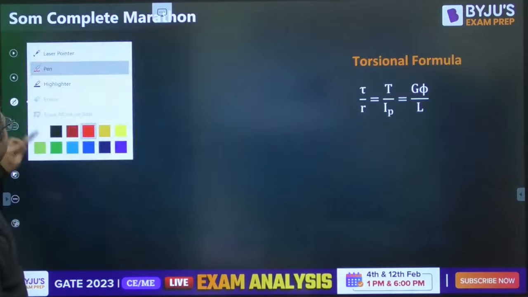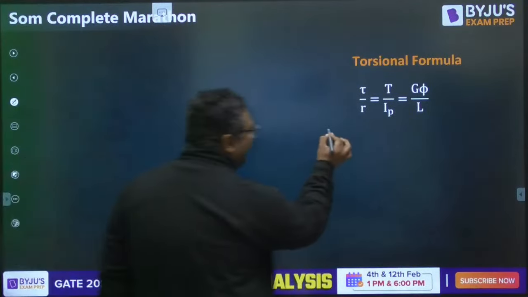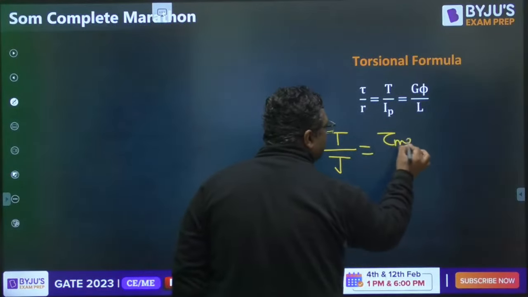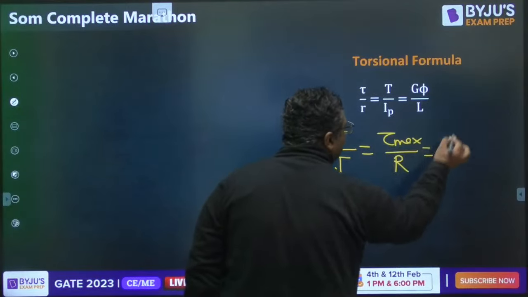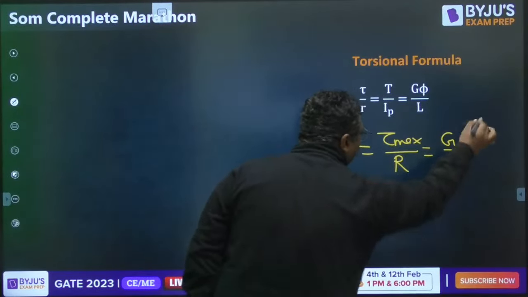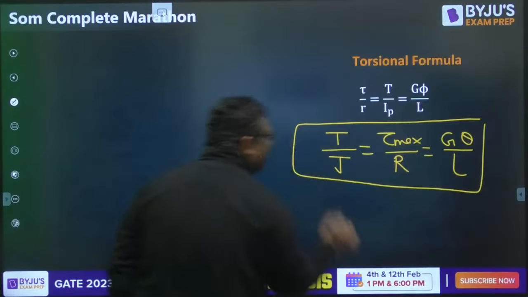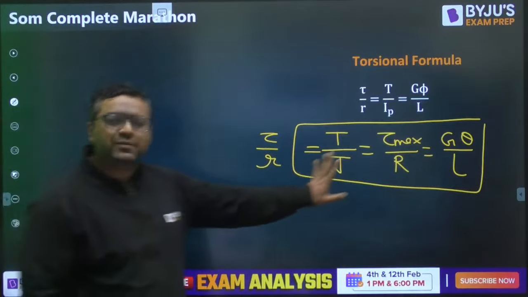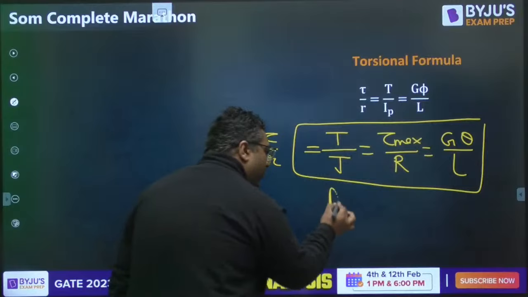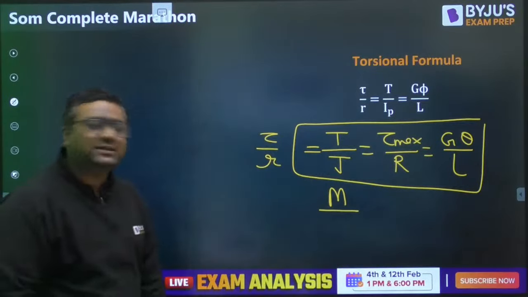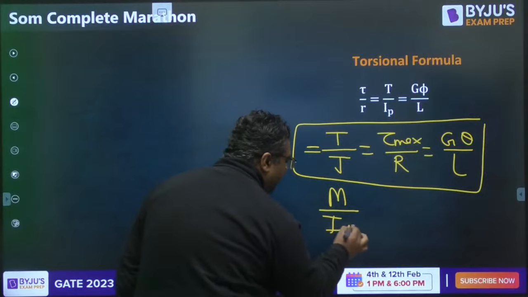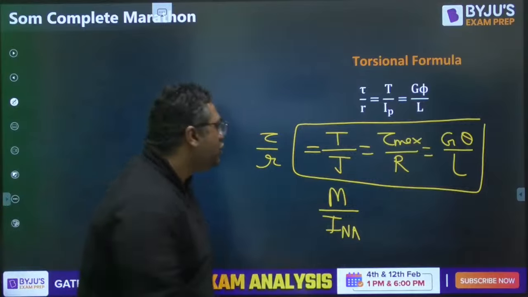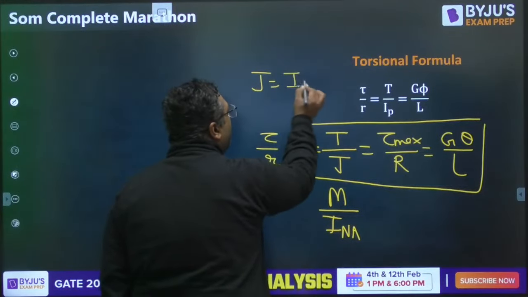The torsional equation is given like this: T by J is equal to tau max divided by R is equal to G theta by L. One more thing here, that is equal to tau upon r. So if you see, this equation is very similar. When we applied bending, the moment was acting about the neutral axis, so we wrote I here. And we write J here because this is acting about the longitudinal axis. So J is nothing but I about the longitudinal axis.